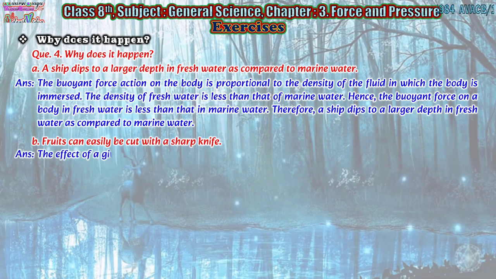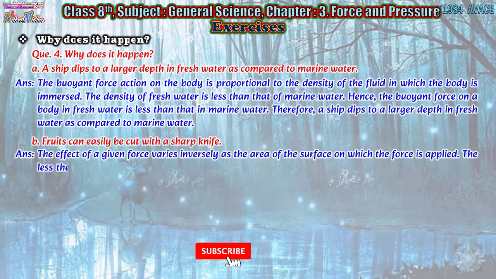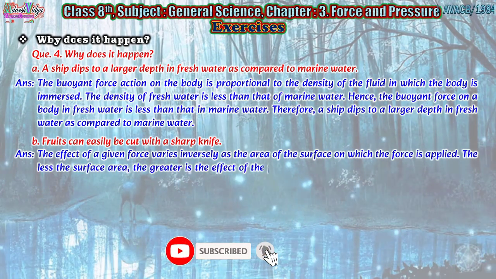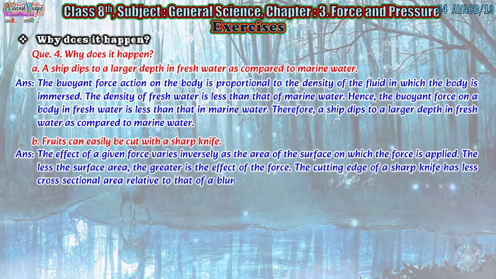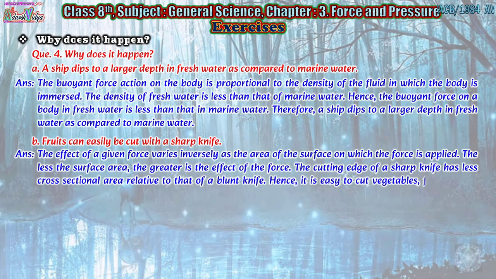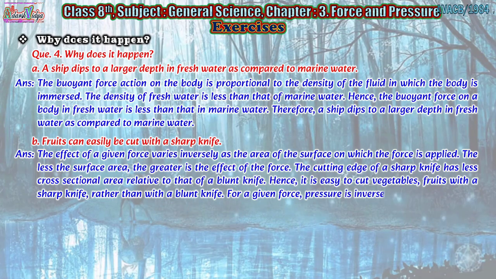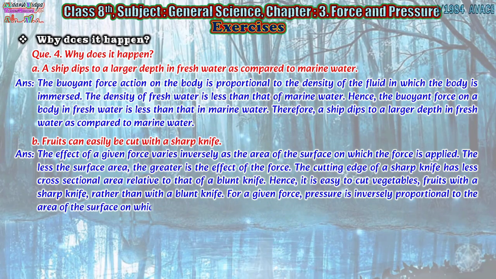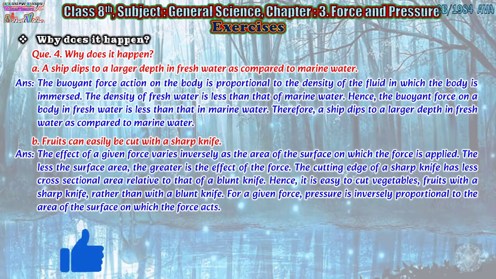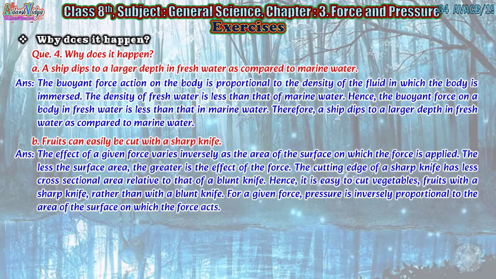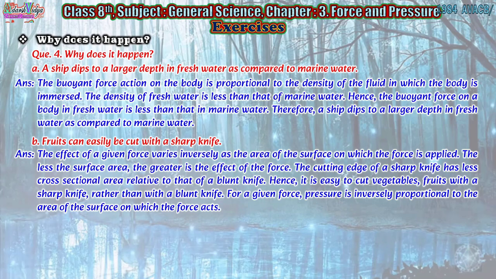Answer: the effect of a given force varies inversely as the area of the surface on which the force is applied. The less the surface area, the greater is the effect of the force. The cutting edge of a sharp knife has less cross-sectional area relative to that of a blunt knife. Hence, it is easy to cut vegetables, fruits with a sharp knife rather than with a blunt knife. For a given force, pressure is inversely proportional to the area of the surface on which the force acts.